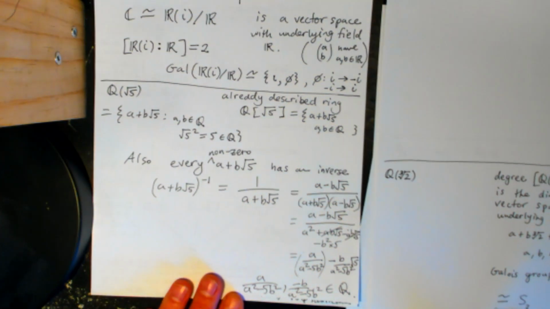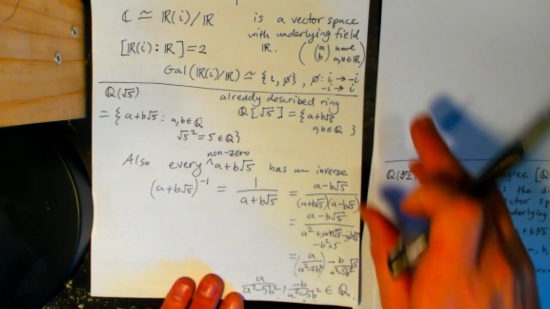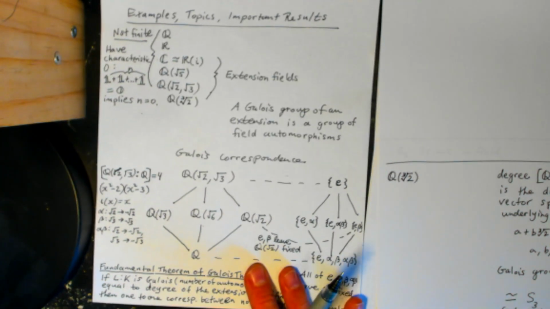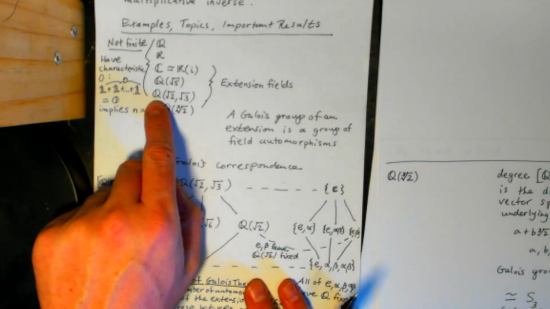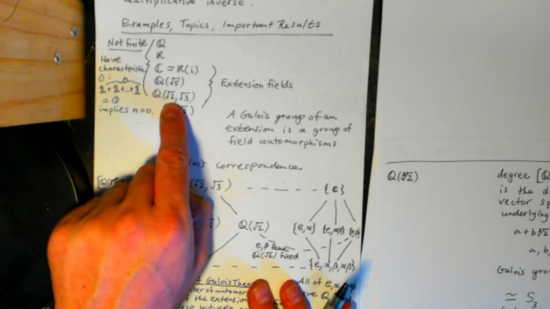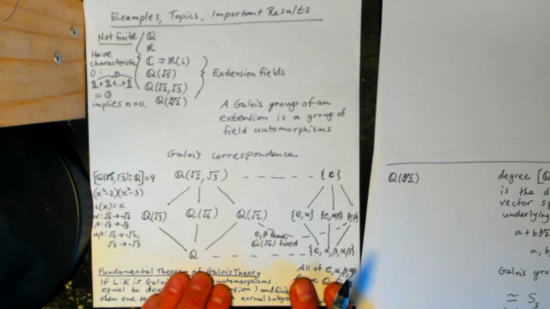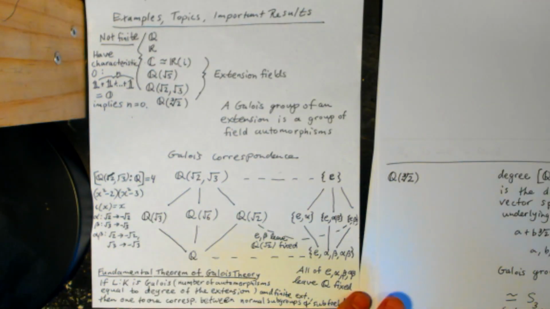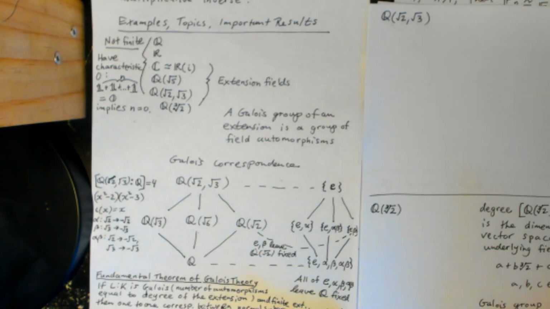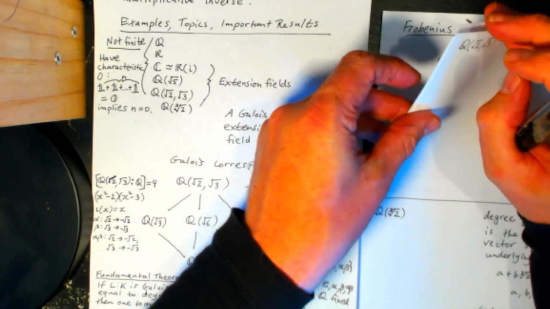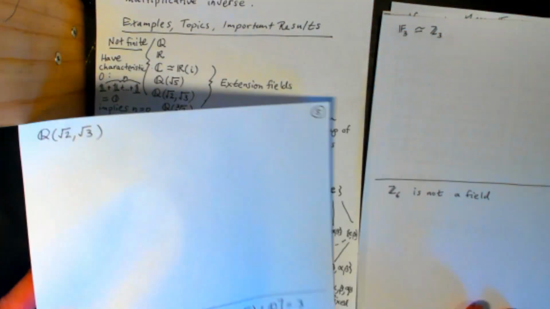All right, so let's move on and talk about our next field extension in our list. Q adjoin square root of 2 and square root of 3, and you can see I've got a tower of fields here that I'll use to talk about the Galois group. Okay, but first let's talk about what this set is and why it's a field.